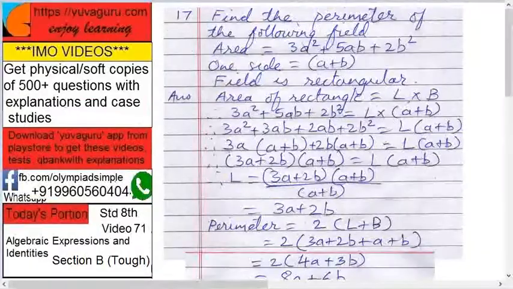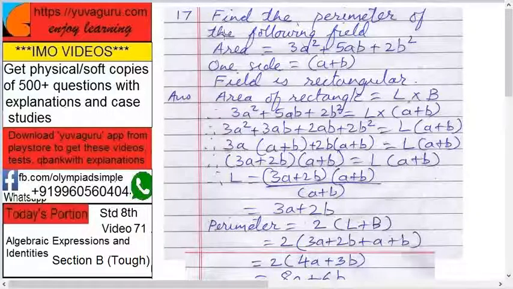Next, find the perimeter of the following field. Now these are the dimensions of the field. Area is given as 3a square plus 5ab plus 2b square. One side is given as a plus b. Now field is rectangular.